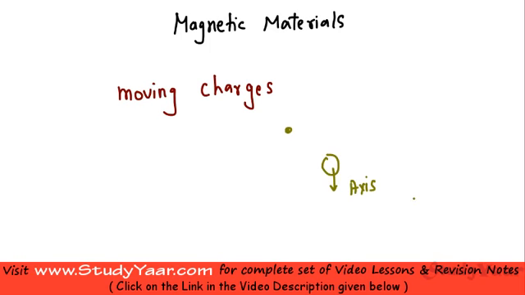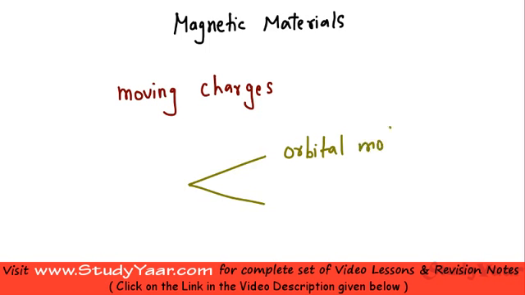So when we are talking about electrons, there are two mechanisms through which magnetic fields are being created. One is due to the orbital motion, and the other is due to the spin motion.